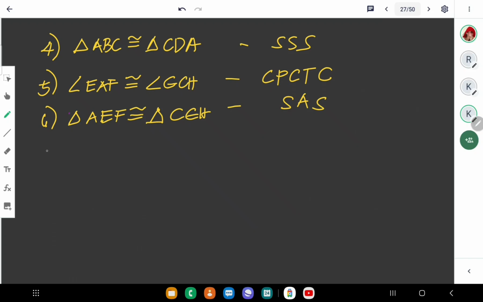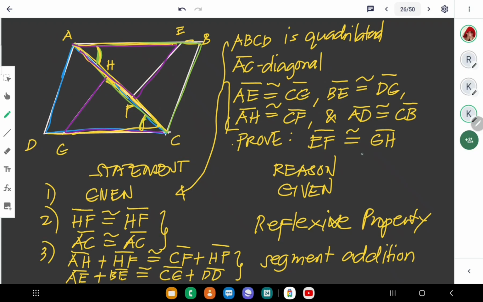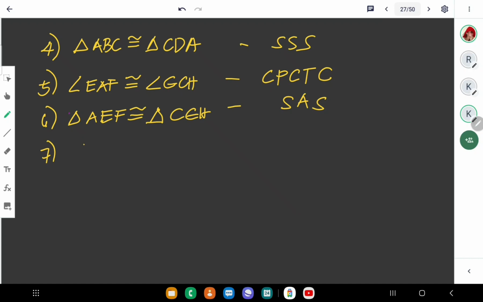Then we're supposed to prove EF is congruent to GH. So EF here is part of the congruent triangles, and where's GH? Here. Therefore, segment EF is congruent to segment GH. So congruent parts of congruent triangles are congruent. That's how we prove it. Now, do you get that?